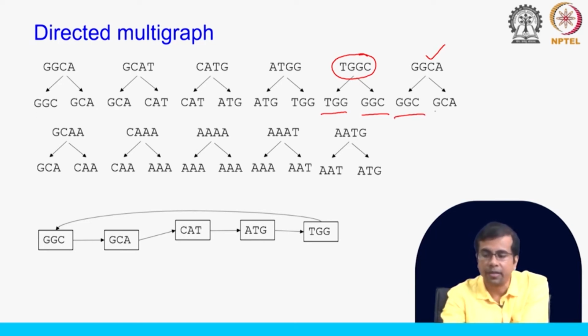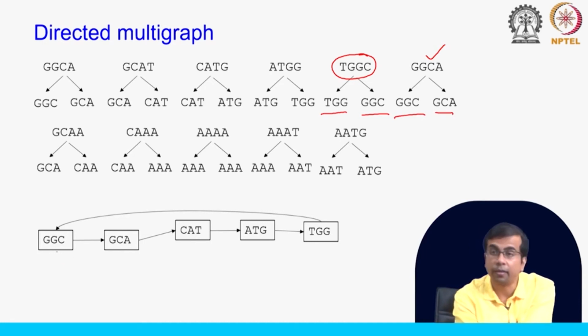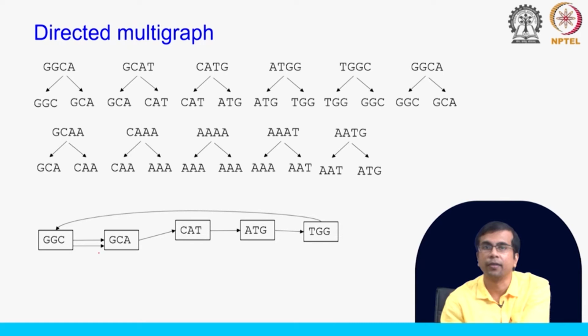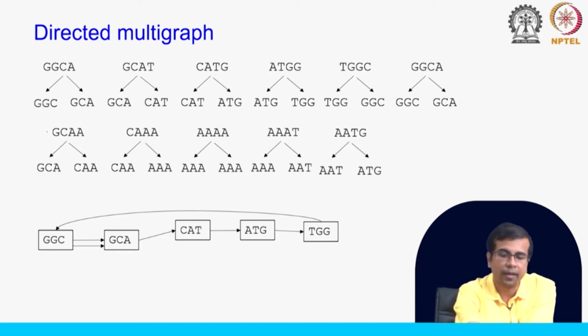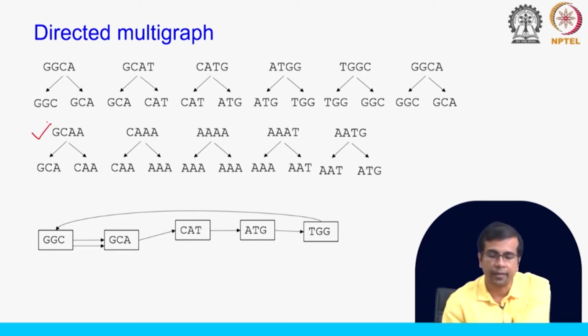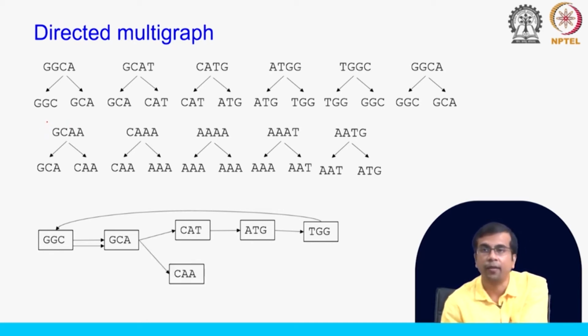Okay. So, from GGC to GCA, both these nodes exist, and there is a connection already. So, again this will be a multi edge, so we need to add another edge here. You will see now also for GCA, for GCAA, GCA exists, and then we define this CAA node and add this connection.